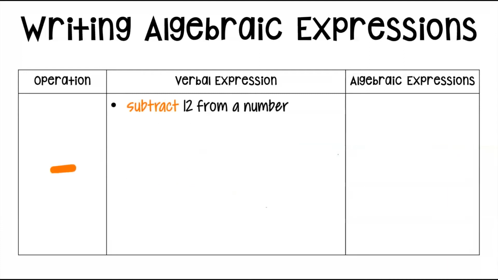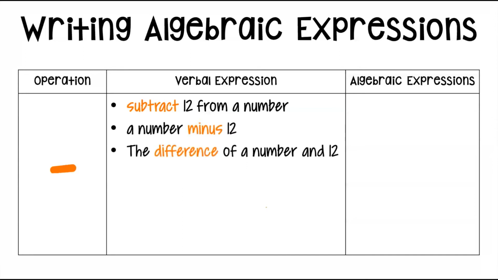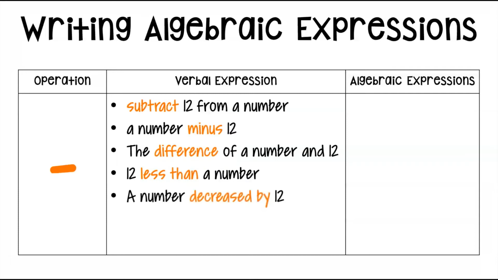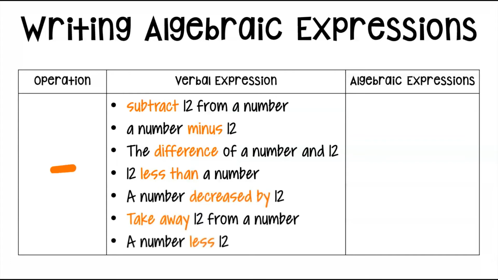The operation subtraction. You might see things like subtract 12 from a number, a number minus 12, the difference of a number and 12, 12 less than a number, a number decreased by 12, take away 12 from a number, or a number less 12. Notice that the 12 and the number switch places, oftentimes depending on the way that the verbal expression is written, but they're all translated to the same algebraic expression, x minus 12. That x could be any letter. It just represents some number we do not know.